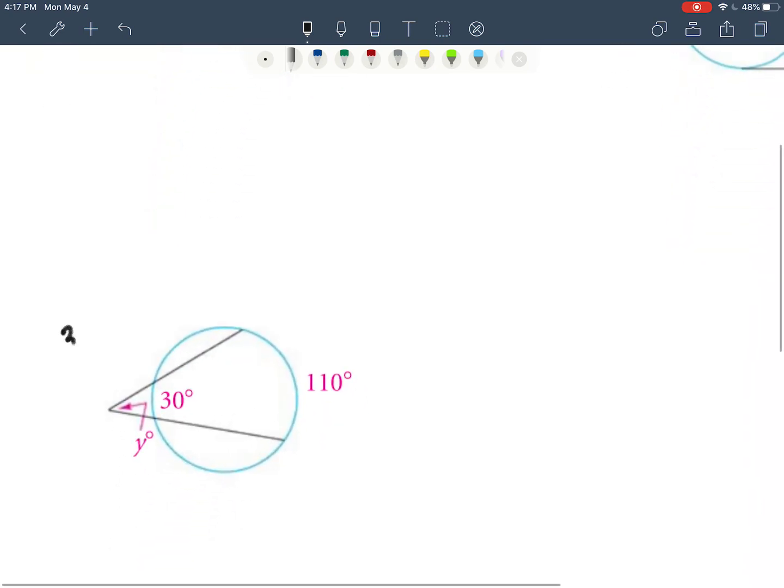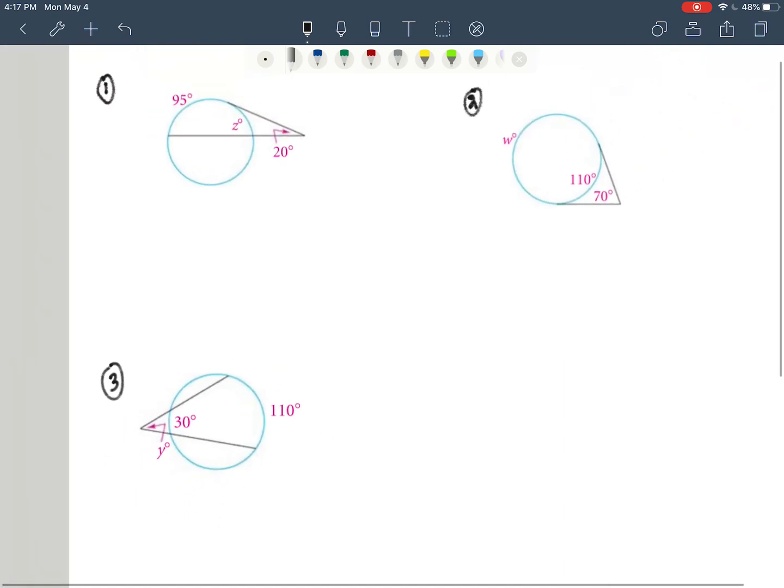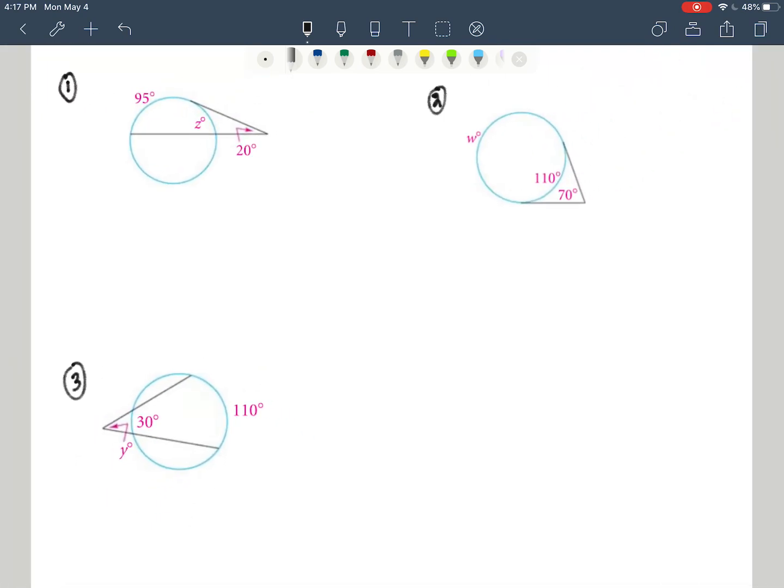Now if you want to do any of these problems, 1, 2, or 3, feel free to work on those problems, and then when you're ready to check your answer, you can just press play. So when you're ready to check your answer, you can come back and press play.